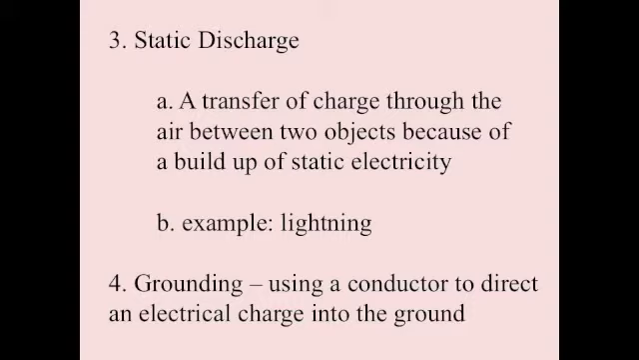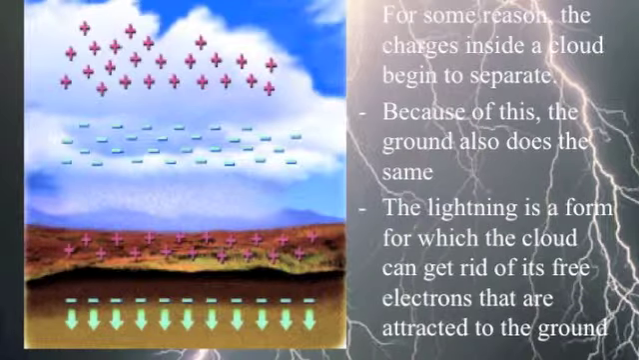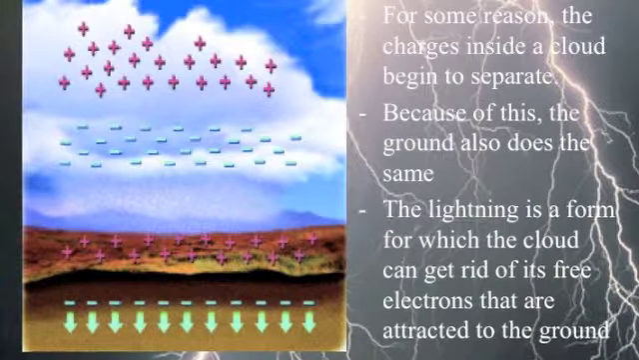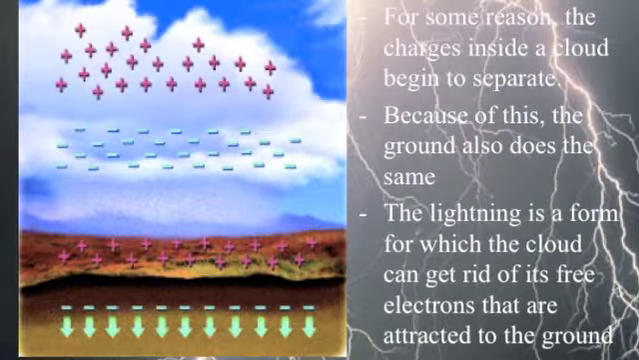Here's one of my favorite topics, static discharge. This is when there is a transfer of charge through the air between two objects because of a buildup of static electricity. The most common example of this is lightning. Let's take a look. As you can see, there's a buildup of charges inside this cloud, a reason for which scientists are still unsure, but those charges tried to escape through the air, causing static discharge.